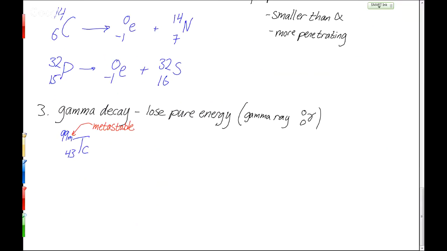So that means that this nucleus was formed as a result of some other process. Maybe it's one of the other decays previously, and therefore is not totally stable yet. And in order to stabilize itself, it has to just lose some energy. And it does that in the form of gamma decay. So it loses a gamma ray, and then the resulting nucleus is more stable now. But we don't see any changes in the numbers with gamma rays.